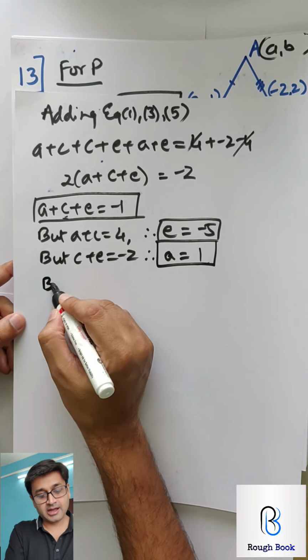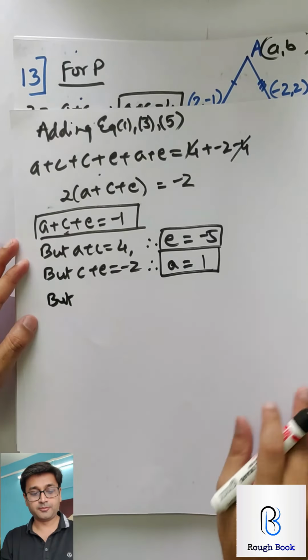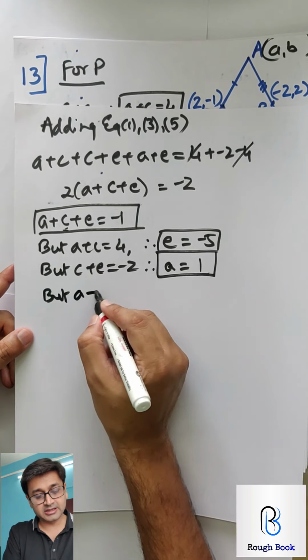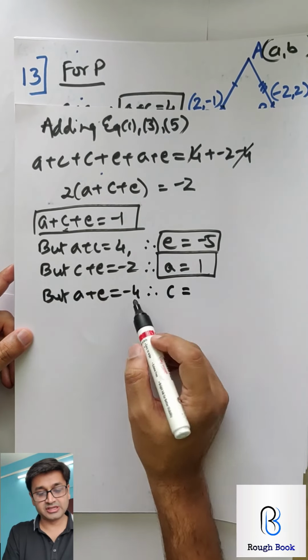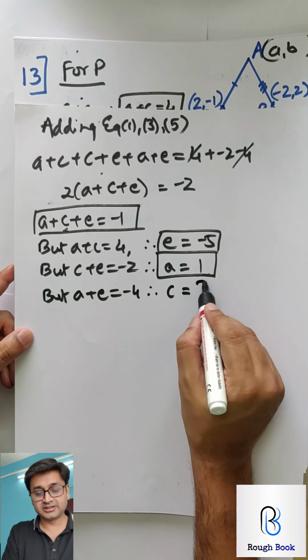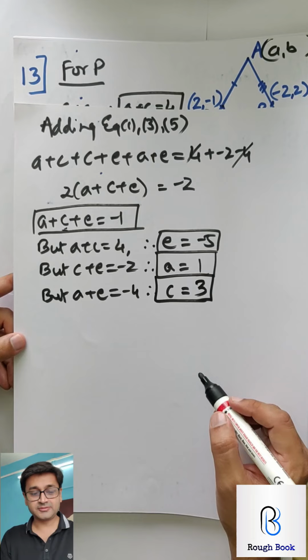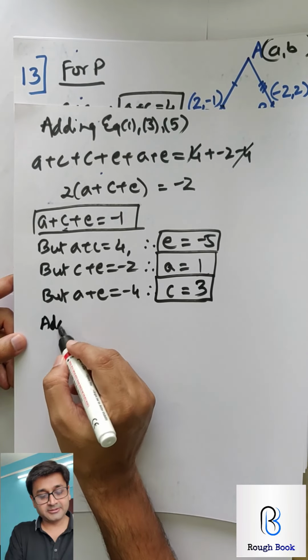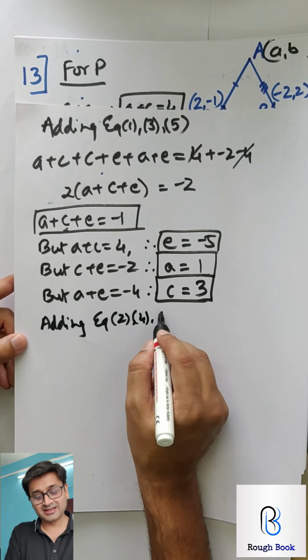1. And but take the third one, a plus e is 4. So a plus e is 4, a plus e, what is left? C. Minus 4 going on the other side, plus 4, so therefore 3. So we got 3 coordinates. Likewise now adding equation 2, 4 and 6.